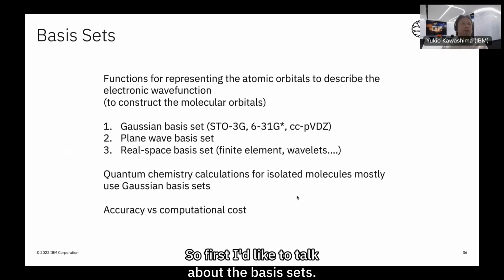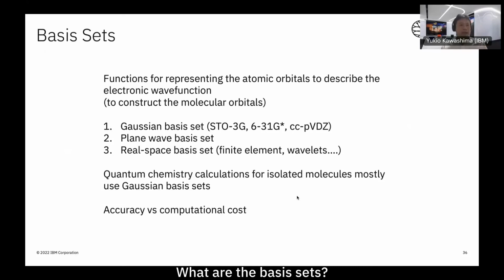So first, I'd like to talk about the basis sets. What are the basis sets? The basis sets are the functions for representing the atomic orbitals that describe the electronic wave function. So we construct the molecular orbitals using these atomic orbitals.